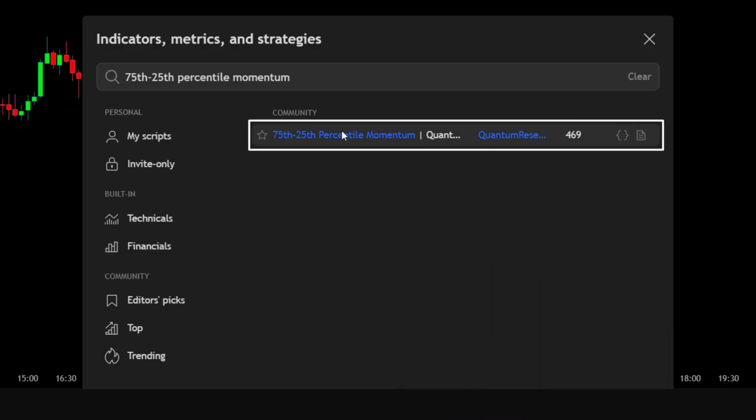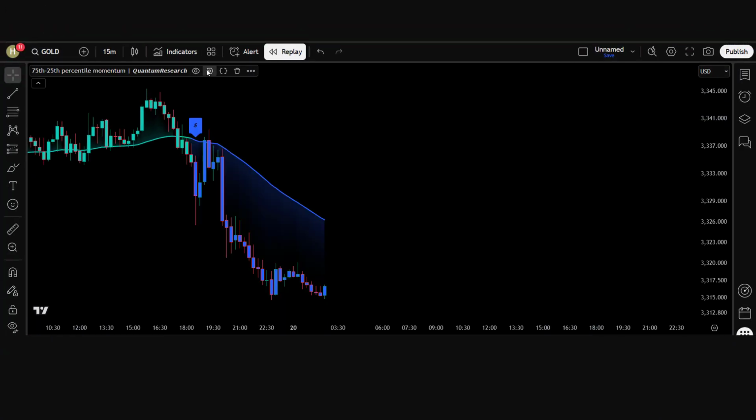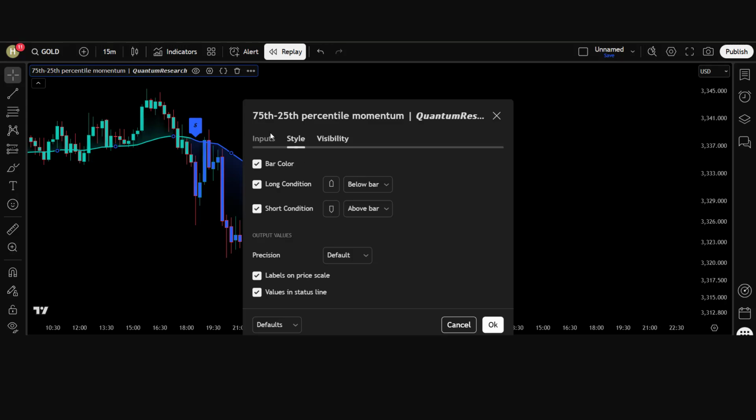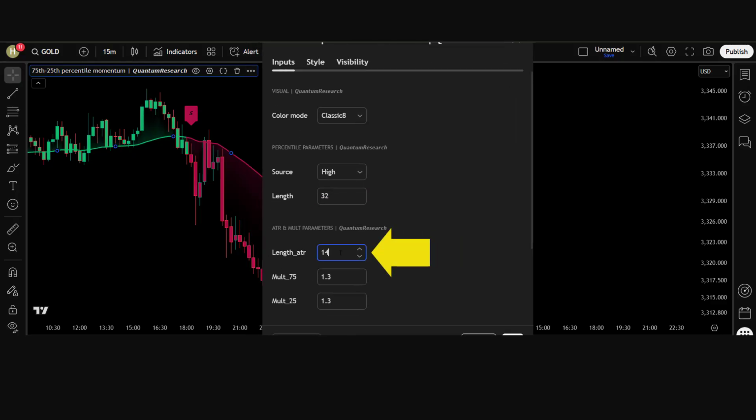Add it to the chart. Adjust the settings. Go to Inputs tab. Set Classic 8 to Classic 2. Source High to Close. Length 32 to 25. Length ATR 93 to 14. Multiple 75 1.1 to 1.3. Multiple 25 2 to 1.3.